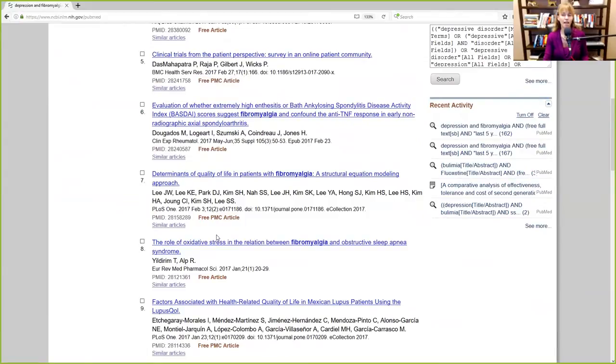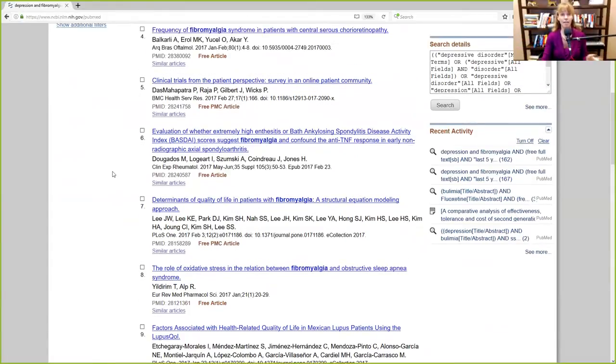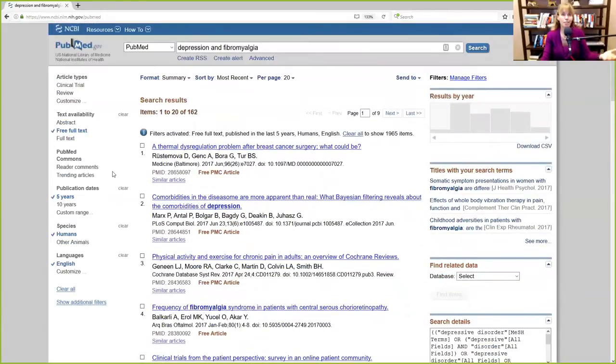Determinants of quality of life in patients with fibromyalgia. So this is using a modeling approach to identify what things are most important to helping patients with fibromyalgia feel like they're living a high quality of life. So you can go and read that if you happen to have a client that is struggling with fibromyalgia and they're seeing you because of their depression or something. So it gives you an idea and it gives you a way to start looking.